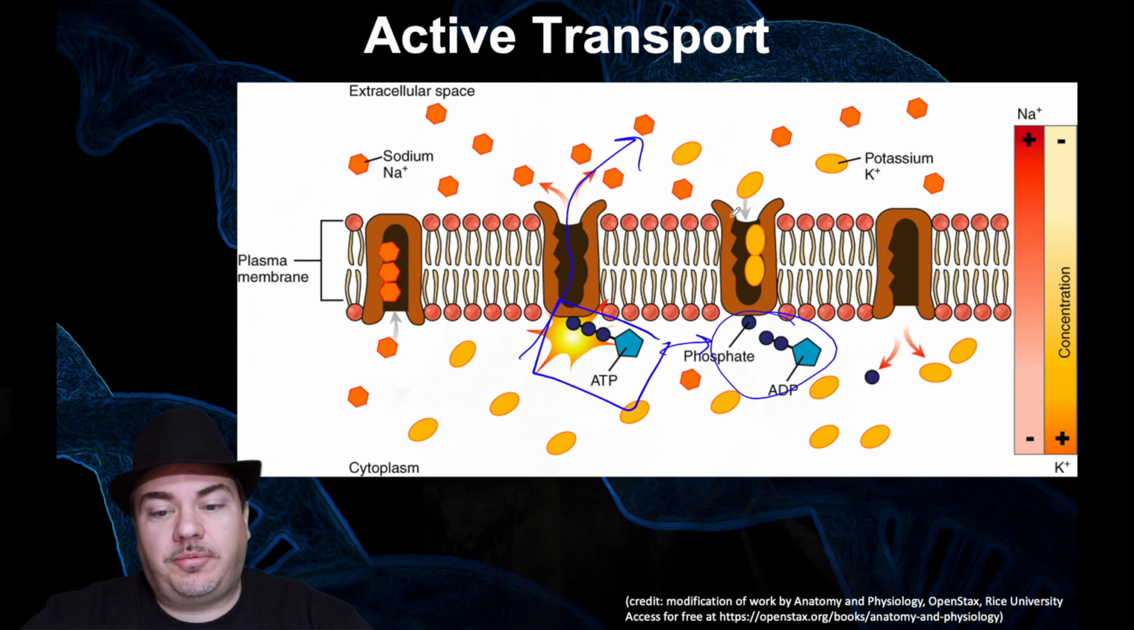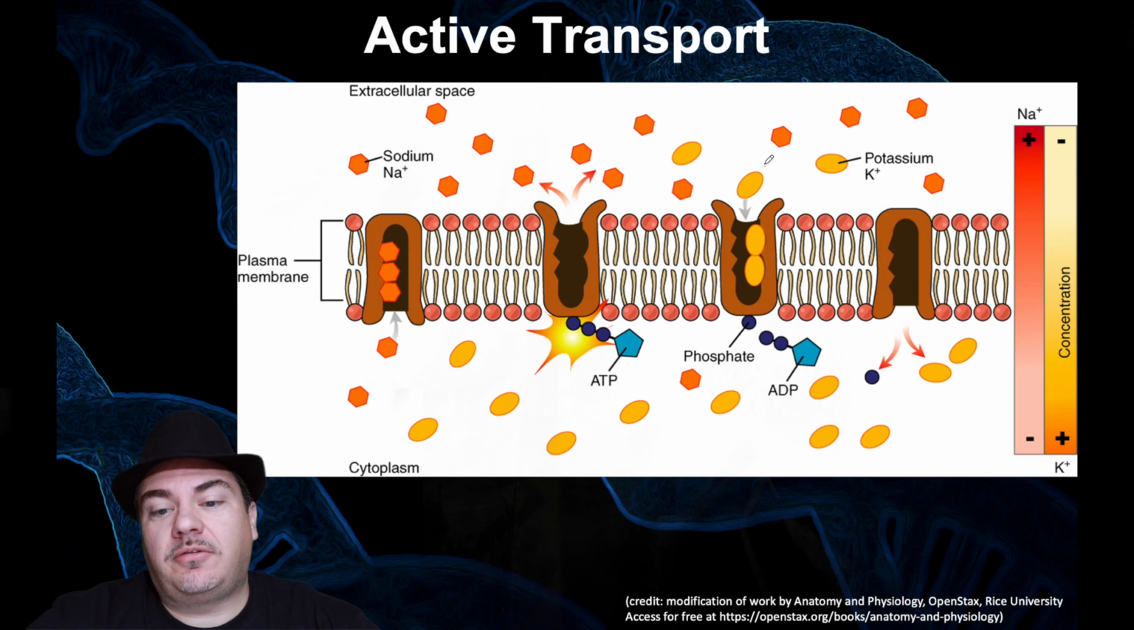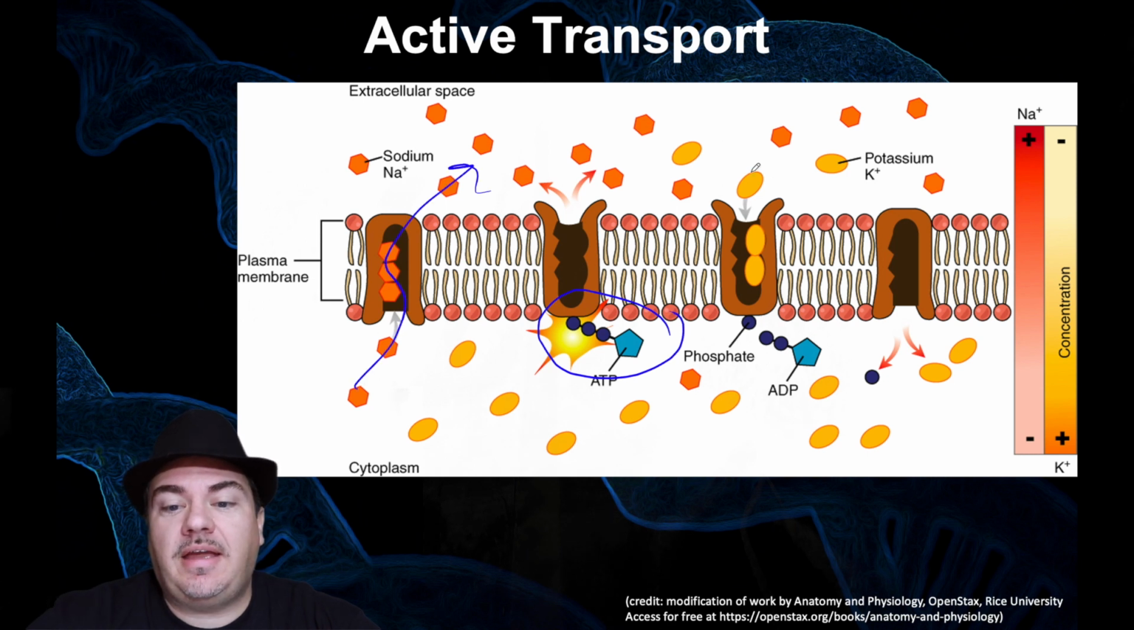When this happens, the protein also changes shape, which then allows it to bind to another ion, potassium ions. And when the protein goes back to its normal shape, it then pumps those potassium ions again against their concentration gradient from low to high concentration. Okay, so this is active transport. Why? Because it requires energy to pump things against their concentration gradient.